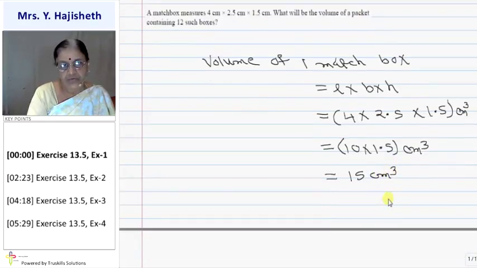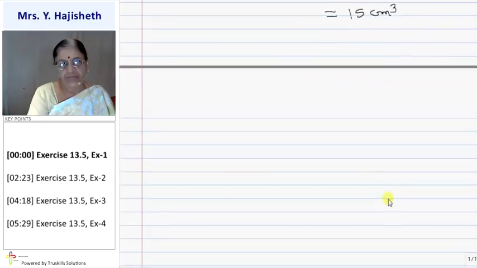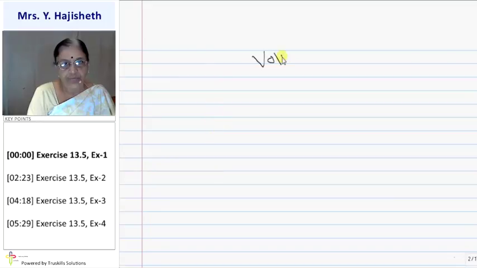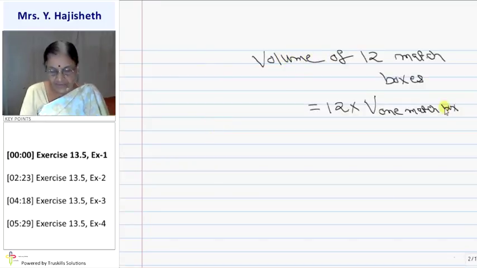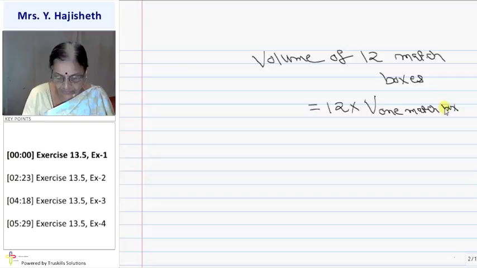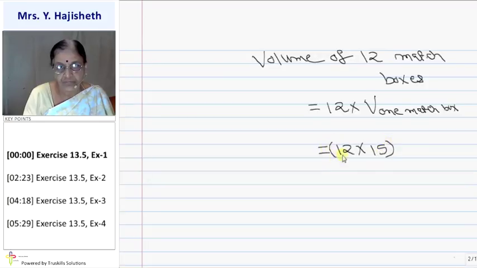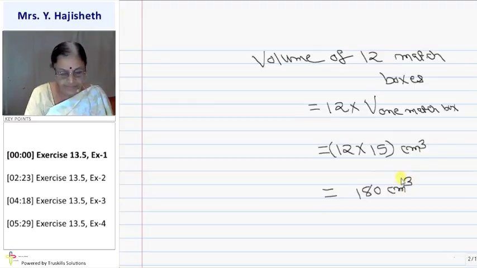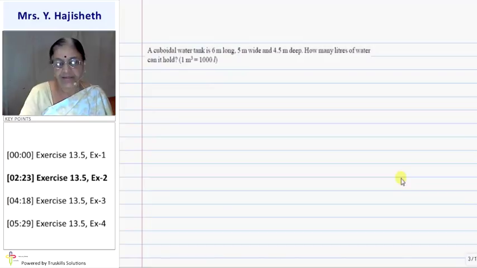But we are asked to find out volume of 12 matchboxes. How many? 12 matchboxes. So volume of 12 matchboxes is 12 into volume of one matchbox. So it is 12 into 15, that is 180 centimeter cube. Clear? Now you try the second one.